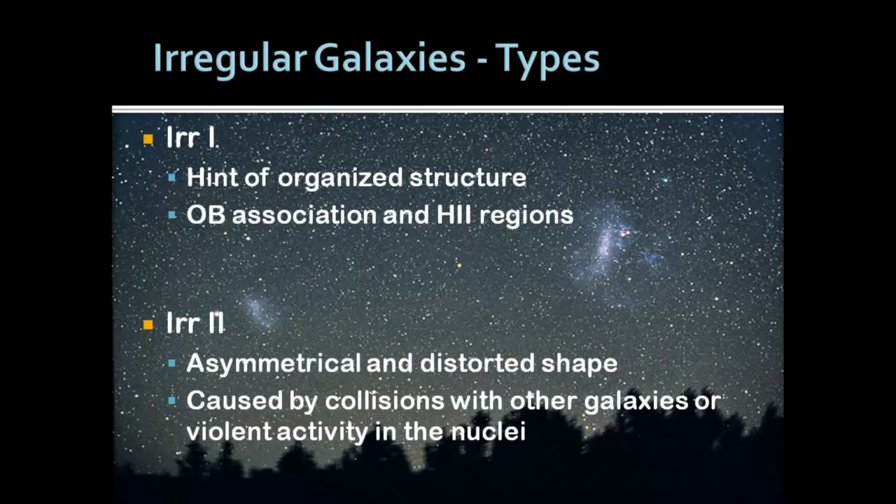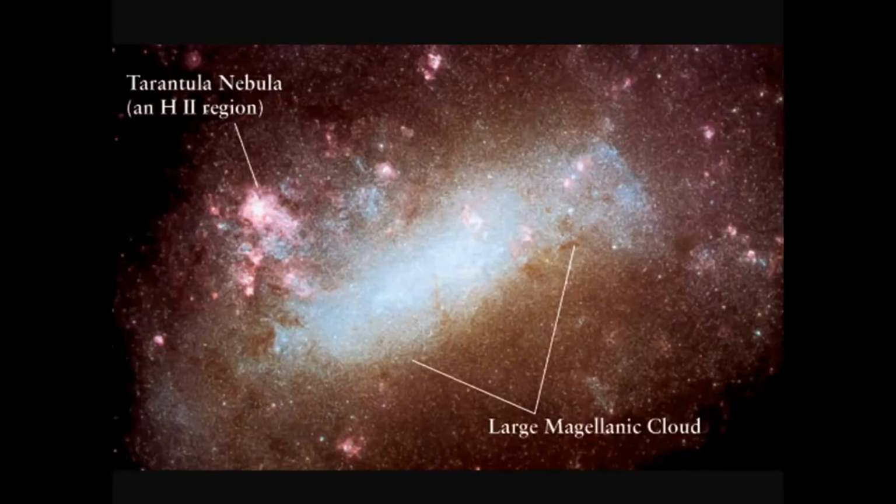Now the irregular type 2 galaxies tend to be asymmetrical and really distorted in shape. And they seem to have been caused maybe by some kind of collision with other galaxies, or some kind of violent activity within the nucleus of the galaxy. So very irregular shape in these guys. The irregular ones have some hint towards some kind of organized structure. Okay, so here's the large Magellanic Cloud up close. As you can see, it's got some kind of structure to it, a little bit elliptical, but not much spiral shape, maybe a weird kind of bulge, just very irregular in general.